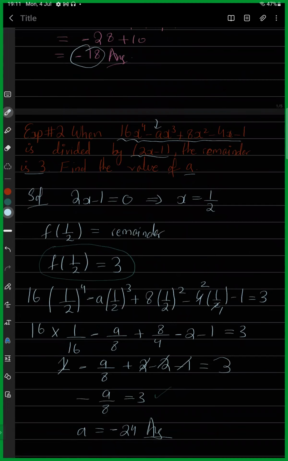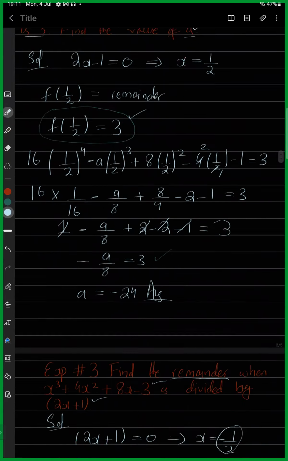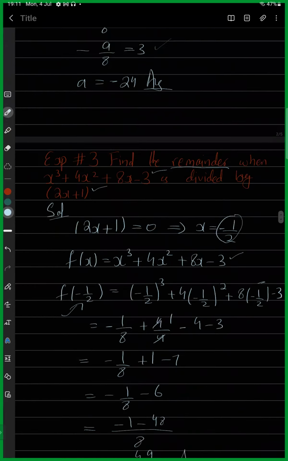If I talk about the next example, here we use the remainder theorem in order to find the value of a. So we had the polynomial, we had the divisor, and we had the remainder as well. Using the remainder theorem, I got this as my condition. And finally, I was in the position to make a the subject, and after making a the subject, I got a equals -24.